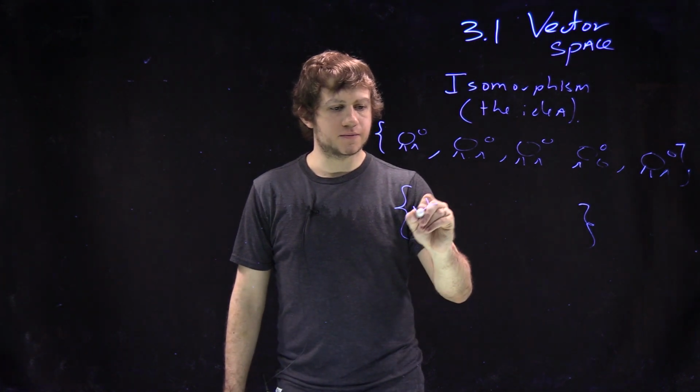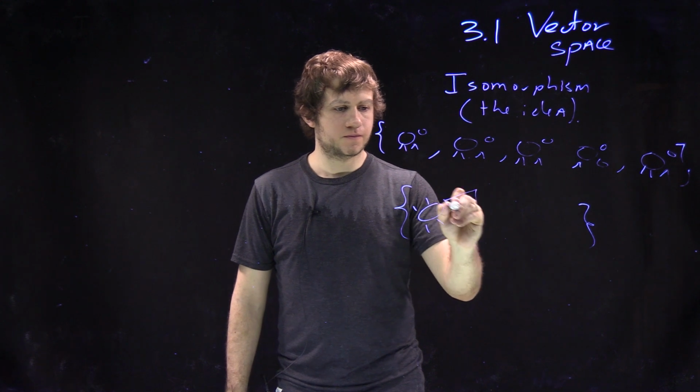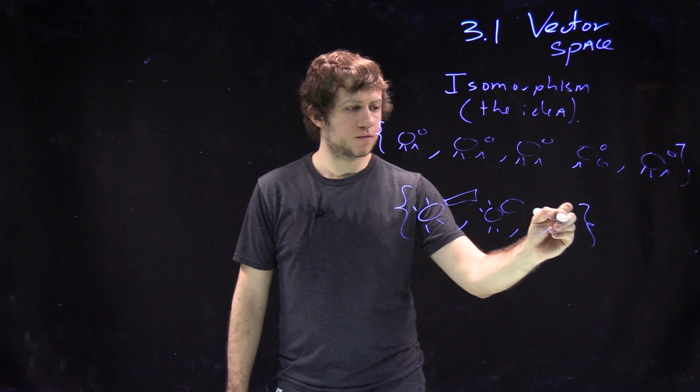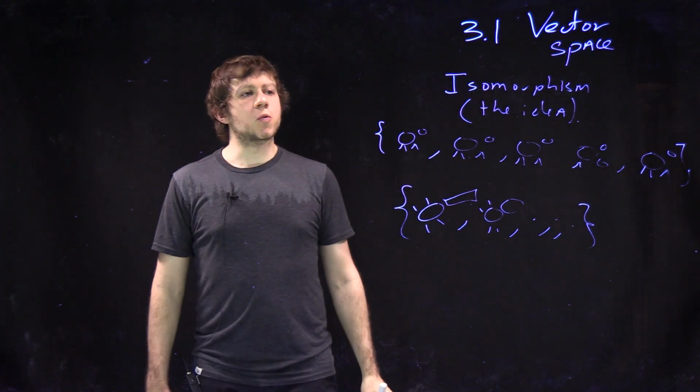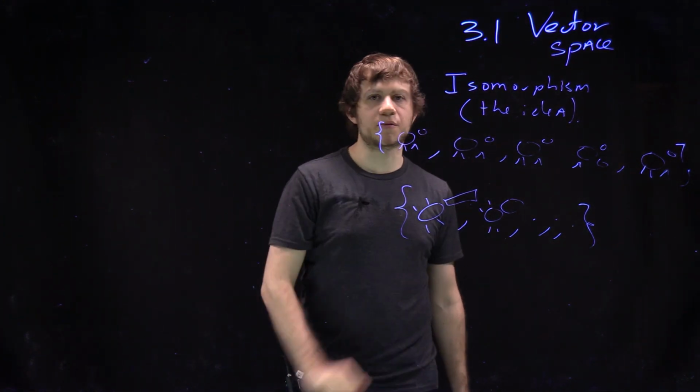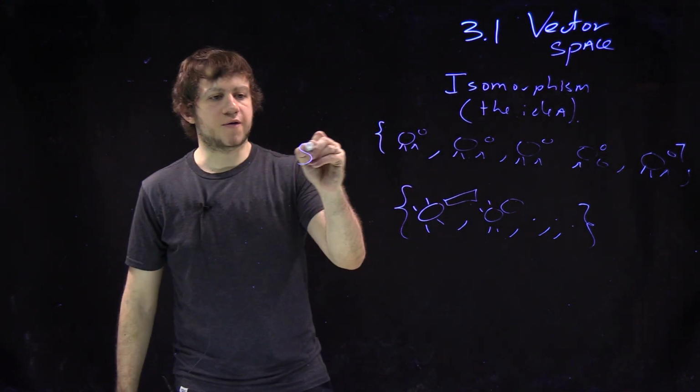5 crocodiles. 1, 2, 5. Okay, so we know that both sets represent a concept of a number 5.